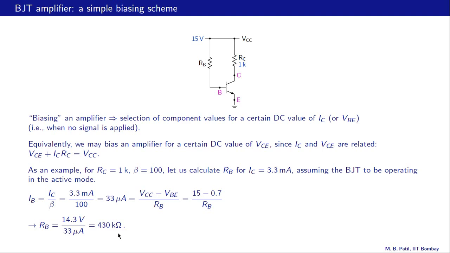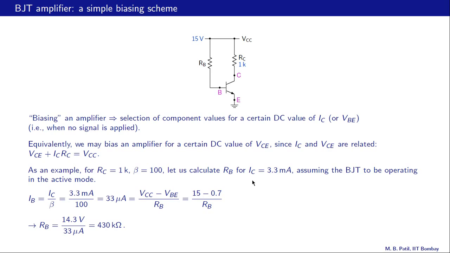So if we have RB equal to 430 kilo ohms, and with RC equal to 1K and the transistor beta equal to 100, we can expect the collector current to be 3.3 milliamps.